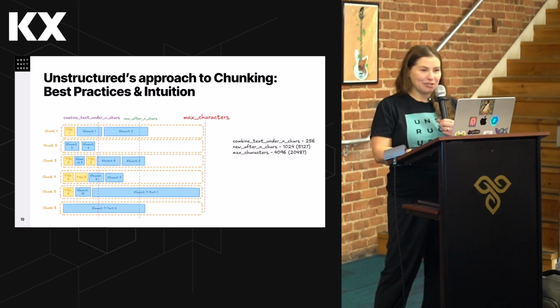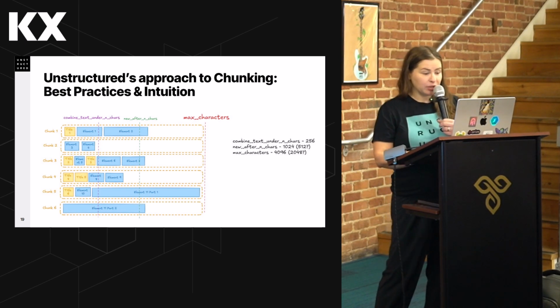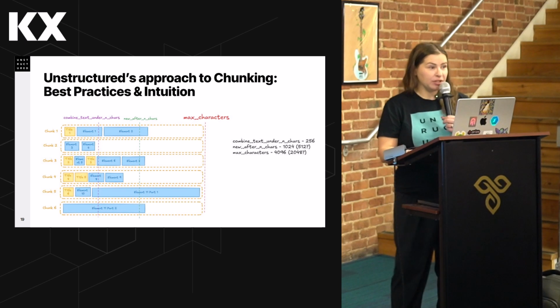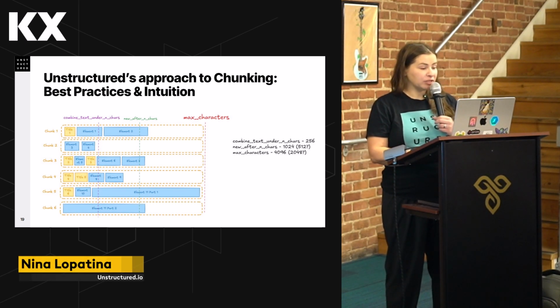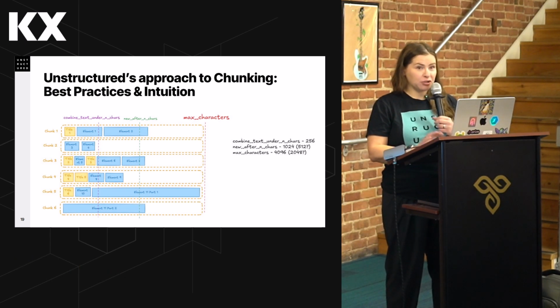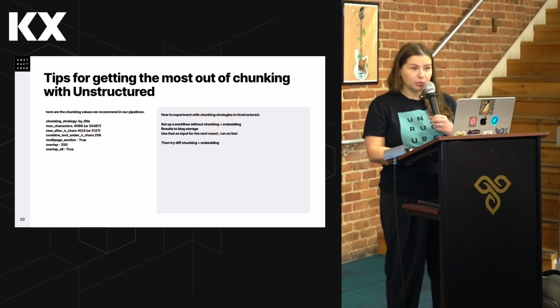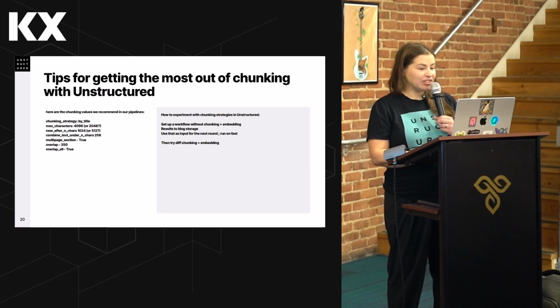Some suggestions that we make with our vanilla chunking offerings are to set a lower combined text under n characters and then a higher new after n characters, and then have your max characters be the absolute maximum that you would want for a chunk. You'd see most of your chunks around the new after n characters setting, and then the max would make sure they never get too long for your embedder, for example. So these are a few of the settings that we suggest. We'll share this slide deck after this presentation so you can see some of these suggestions.